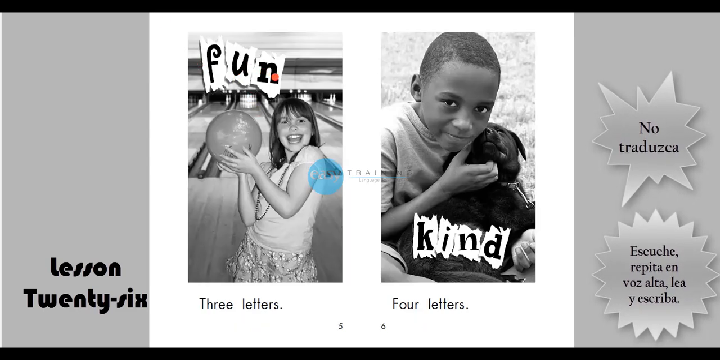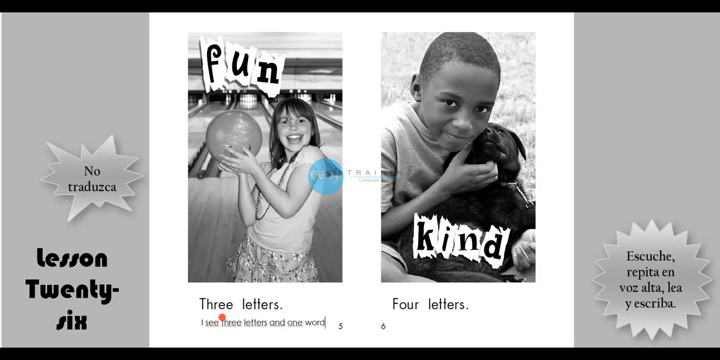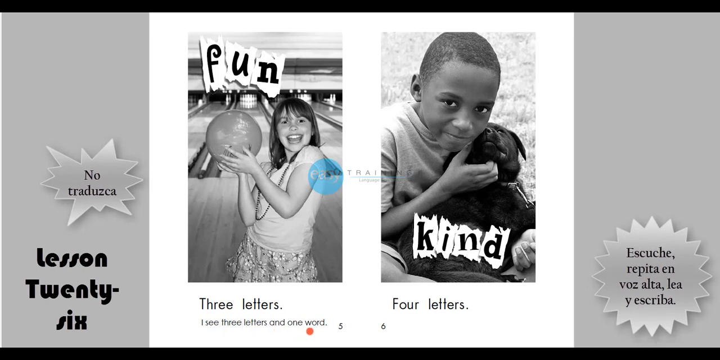Fun. One, two, three letters. Three letters. One word. Fun. Three letters. F, U, N. Letter F, letter U, letter N. One, two, three letters. One word. Fun. I see three letters and one word.